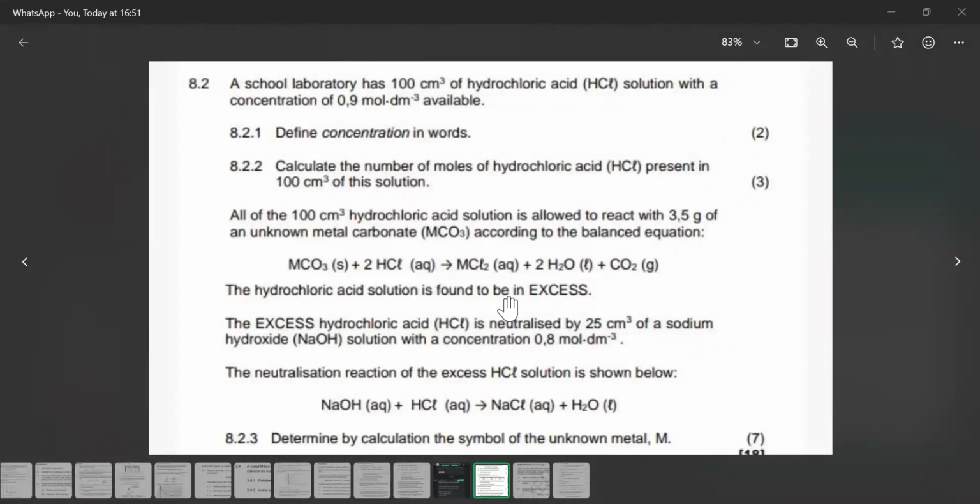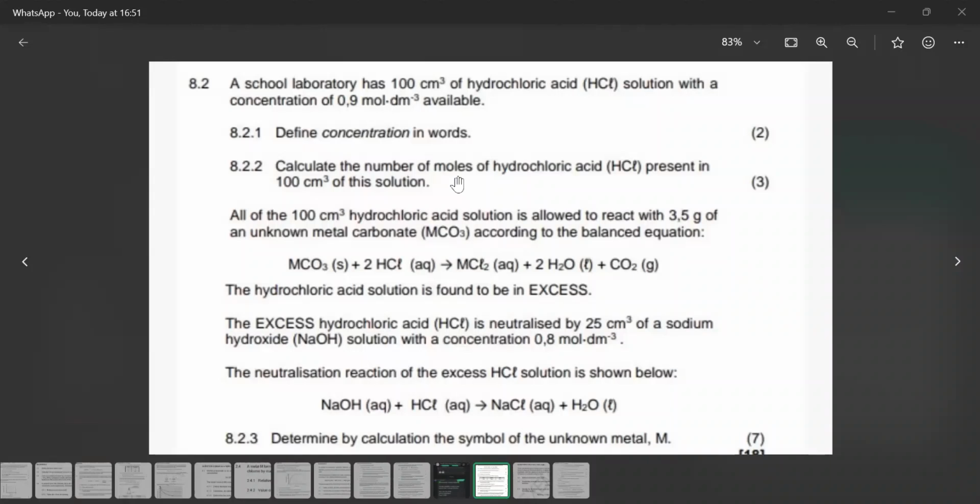According to this balanced chemical equation, we have 1 mole of this metal carbonate reacting with 2 moles of hydrochloric acid in order to produce 1 mole of this metal chloride, as well as 2 moles of water and 1 mole of carbon dioxide gas. But here they say to us, the hydrochloric acid solution is found to be in excess. Very, very important. It's an excess reagent.